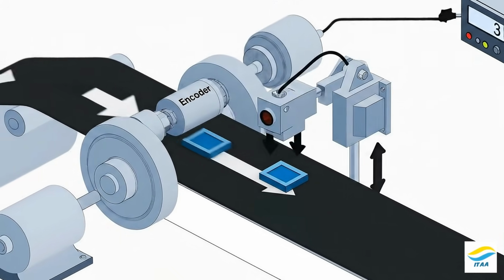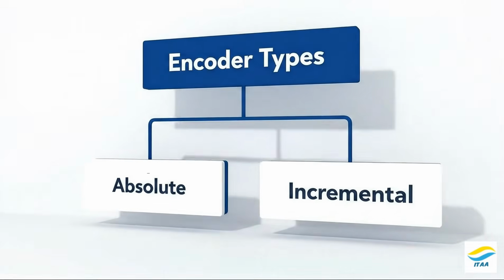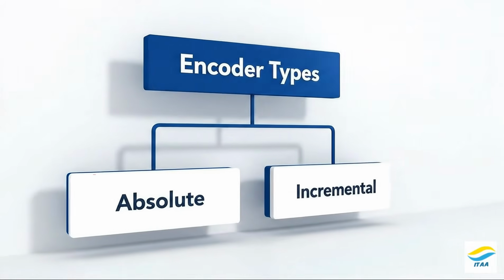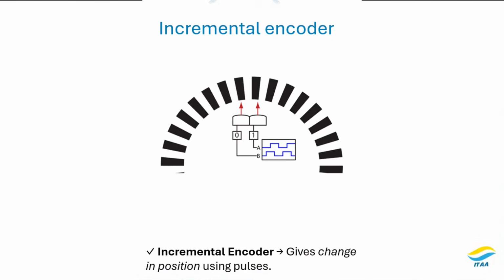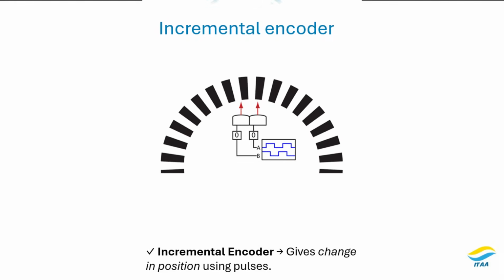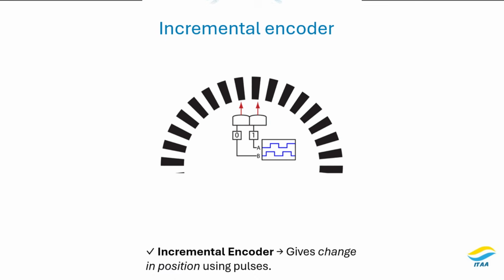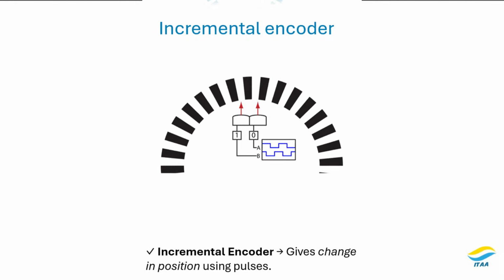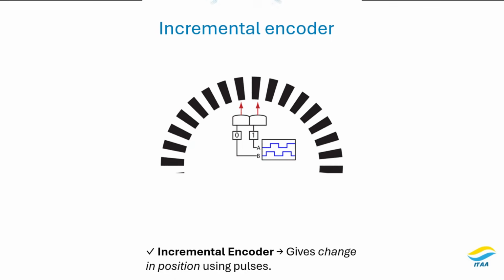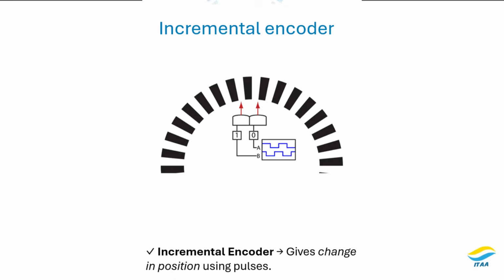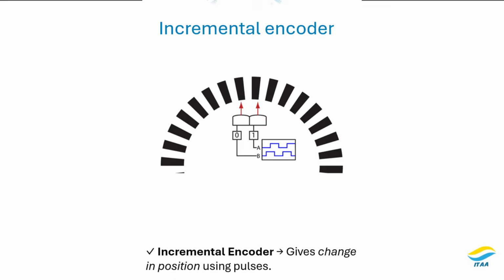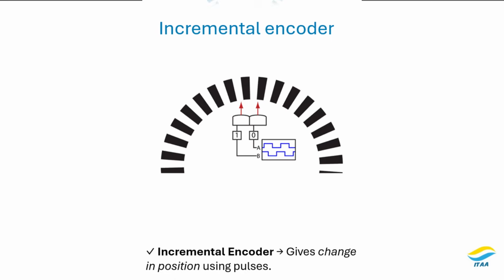Now let's talk about the difference between incremental and absolute encoders. Let's talk first about the incremental encoder. It measures the movement change and sends pulses as it rotates. Its position is actually counted from the starting point. So the key idea here is, if your power is lost, position is lost. Think of it like this: a step counter only knows how far you have moved, not where you started.